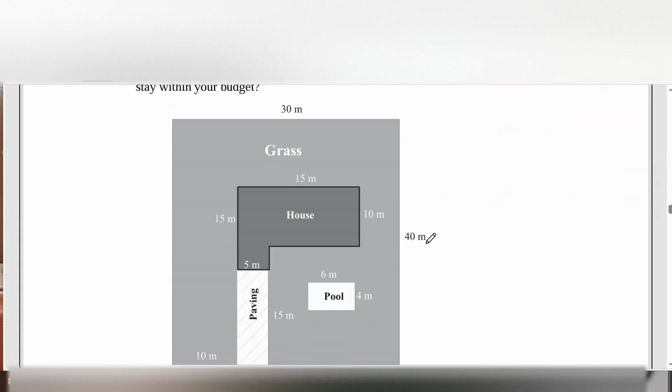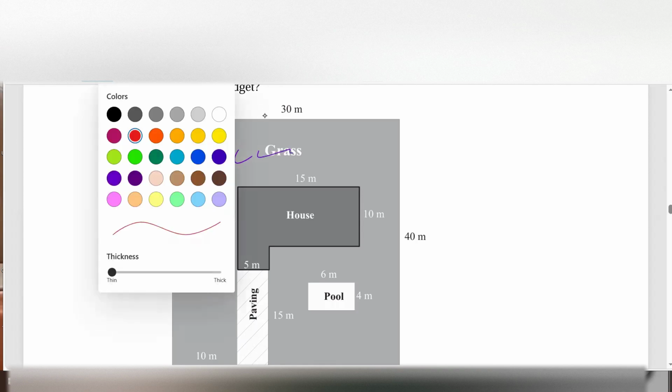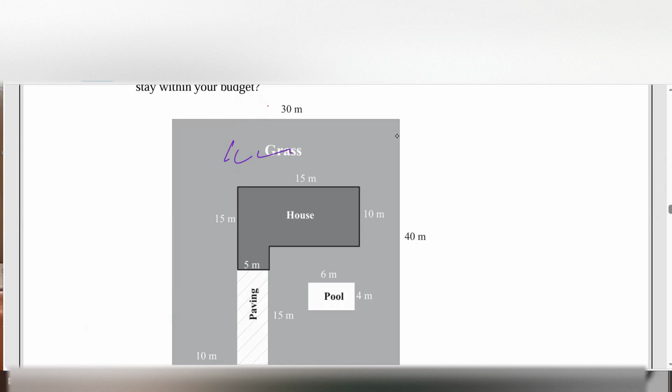Okay, so grass must be all over. We know that the house is not going to be grass, the paving won't be grass, the pool won't be grassed. So to get the area that needs to be grassed, we need to start by calculating the area of the entire plot of land. The area of the land is going to be 30 by 40, which is 1,200 meters squared. And then we need to subtract the area of the house and all of that.